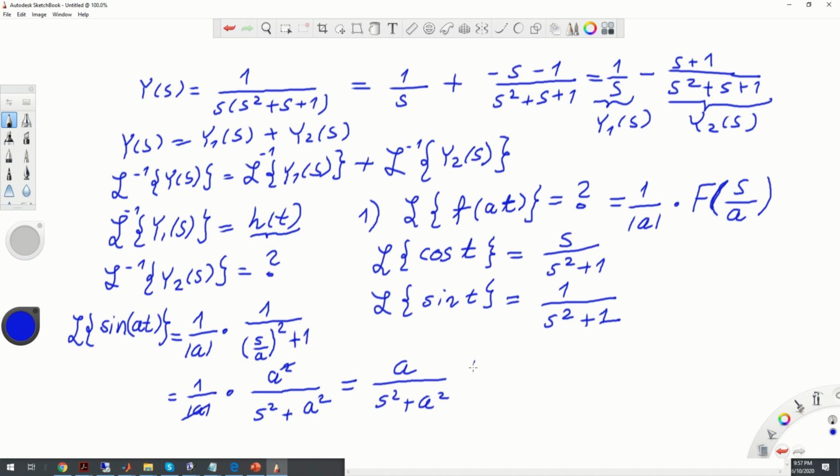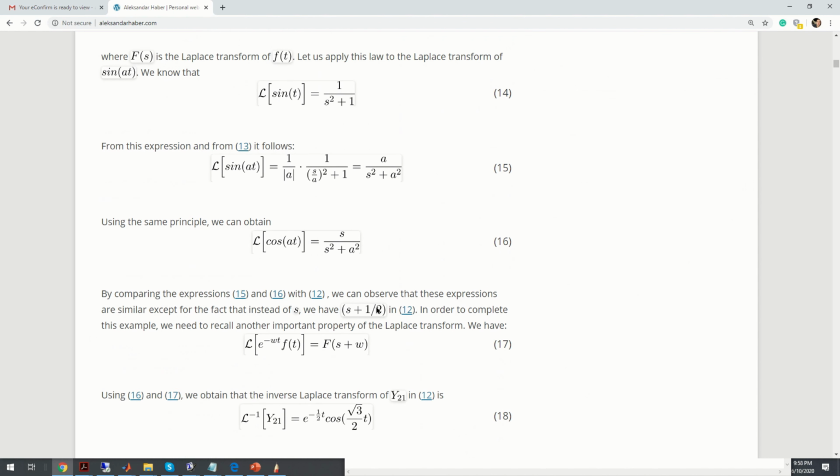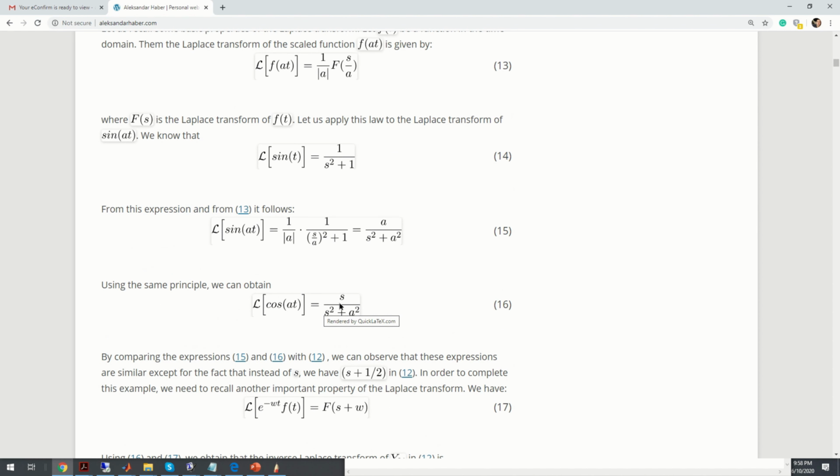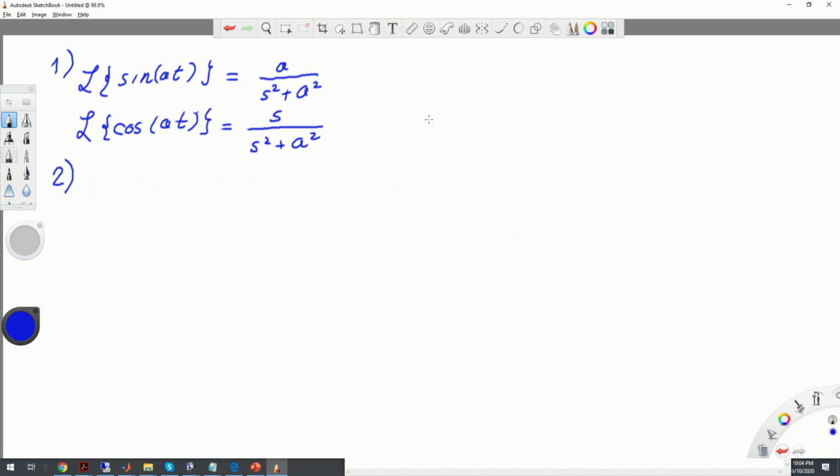Now, similarly, you can compute the Laplace transform of cosine at. Going back to my post, the Laplace transform of cosine at is nothing less than s over s squared plus a squared. In order to complete this example, we need to recall the second property of the Laplace transform.